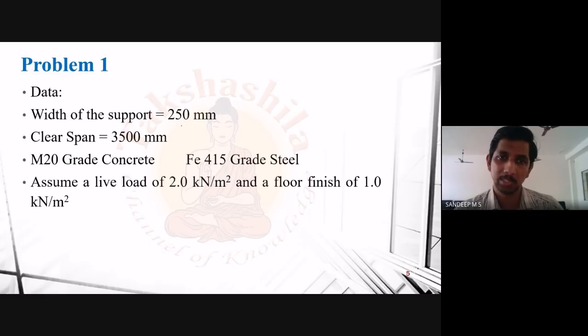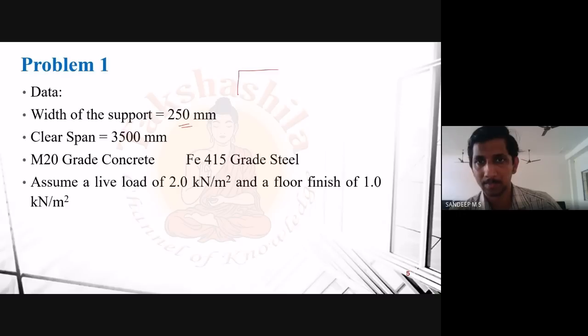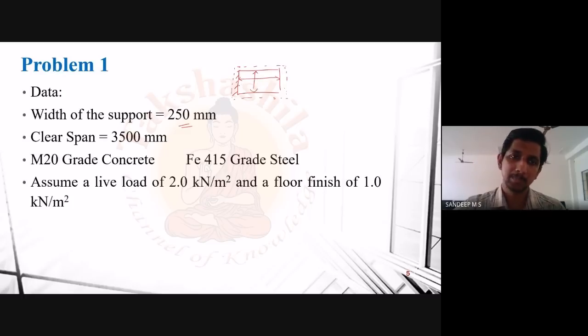The width of the support is given as 250 millimeters. Then the clear span. Because we have a room like this, the inside dimension is given to you, but you already know that you will have some sort of supports around this room. Sometimes it will be a wall, sometimes a beam, or sometimes it will rest directly on some columns or other support. Right now we only have this inside dimension, which will be the clear span of the slab. To calculate the effective span, you can again use the clauses corresponding to beams. We will see that.